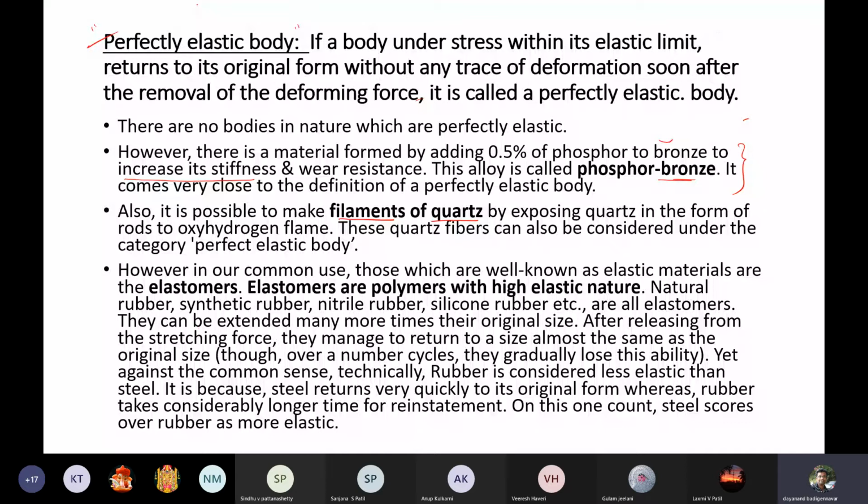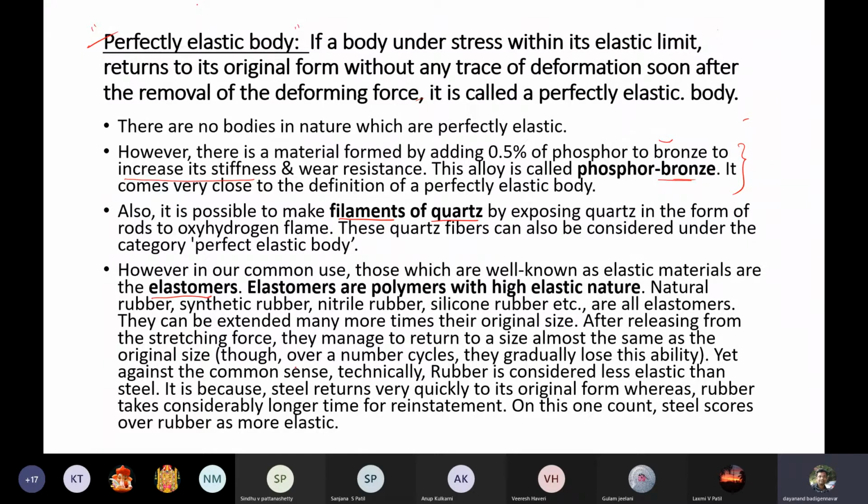The rubber eraser which you are seeing, that rubber is also called an elastic material. However you bend it, it goes back to its original shape, but it is going to take some time. So that is called an elastomer.